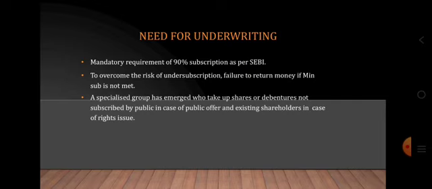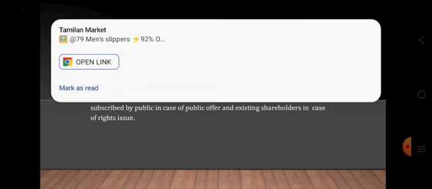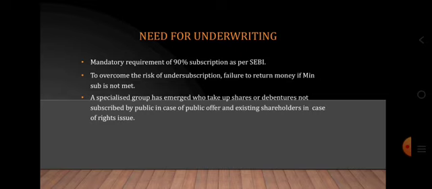Need for underwriting. Basically, an underwriter is mandatorily required to meet the subscription prescribed by SEBI. 90% subscription is mandatory for an issue. To meet this subscription, the company is required to underwrite its shares. Then, to overcome the risk of under-subscription, and to overcome the risk of a rights issue.